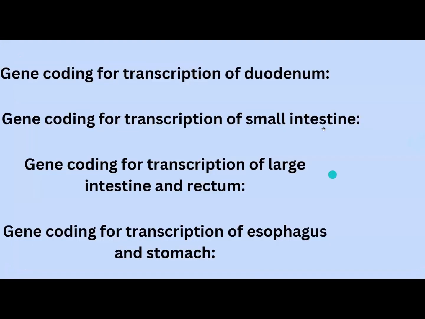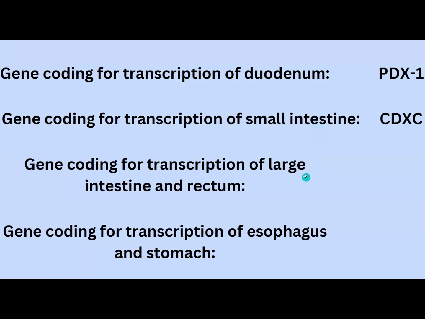Okay, so moving on, this is some of the embryonic lectures that I put into the slide, but that's the most I could get. What is the gene coding for the transcription of the duodenum? What do you guys think is the answer? PDX1, okay. What is the gene coding for transcription of the small intestine? CDXA, CDXC. Small intestine is CDXC.